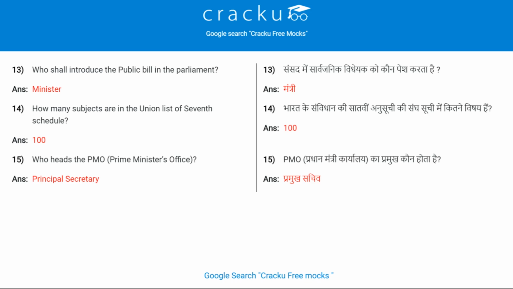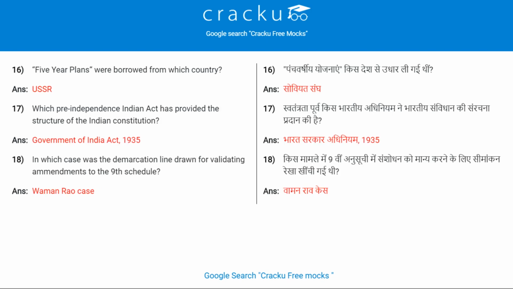Minister. How many subjects are in the Union list of the 7th schedule? 100. Who heads the PMO? Principal Secretary. Five-year plans are borrowed from which country? USSR. Which pre-independence Indian Act provided the structure of the Indian Constitution?